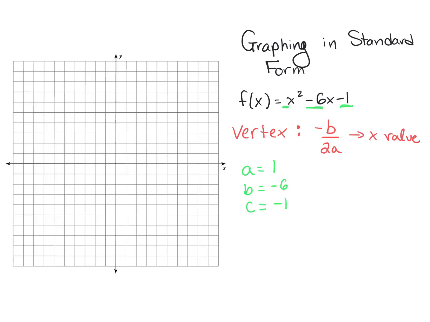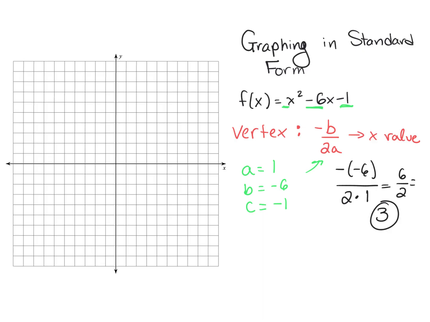Now I'm going to plug this information into this little formula right there. So negative b over 2a. I have -6. My 6 was already negative, so I'm going to leave that alone. 2 times my a value, which is 1. These two negatives are going to cancel out. I'm going to end up with 6 over 2, which is going to give me an x value of 3.